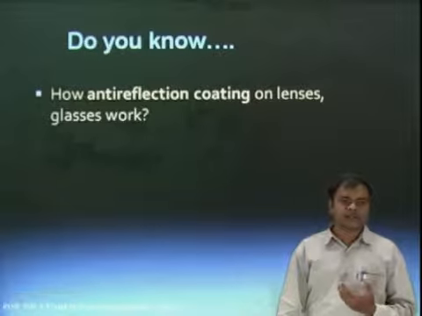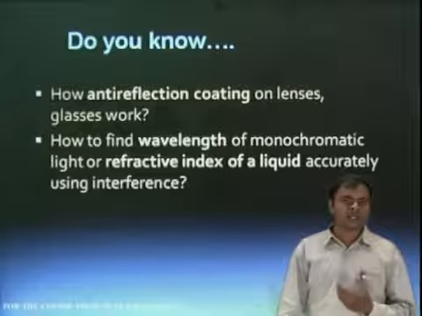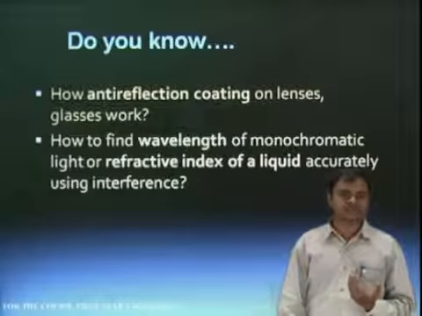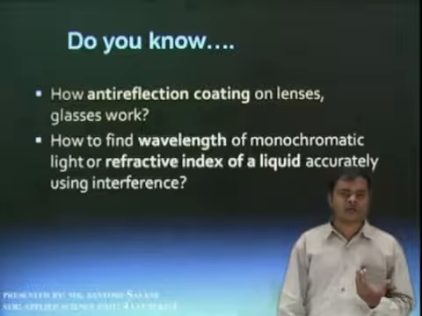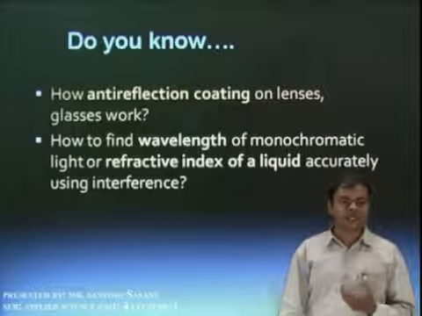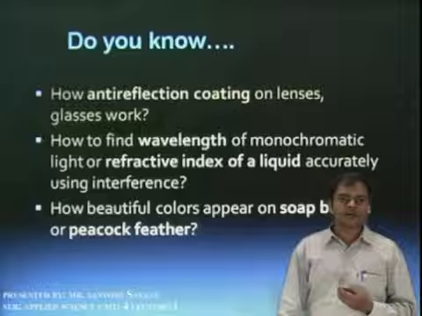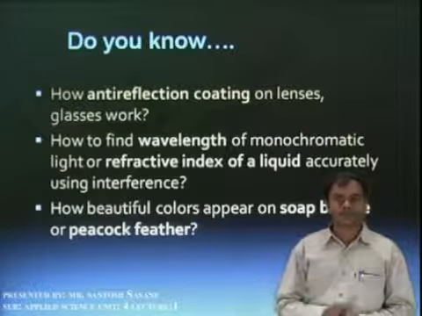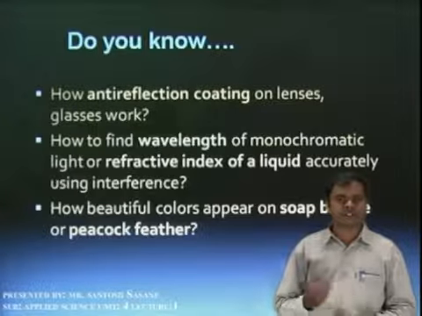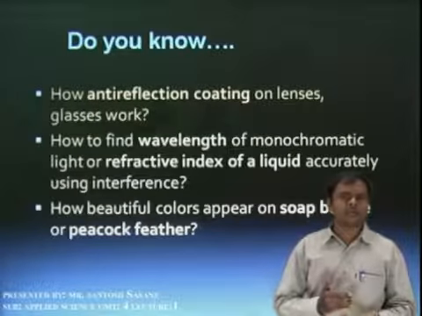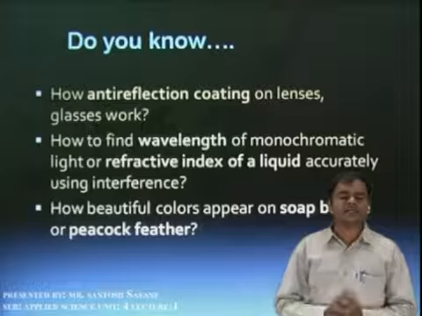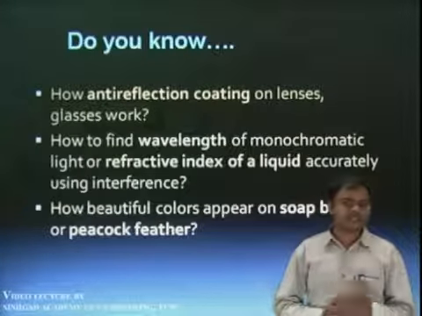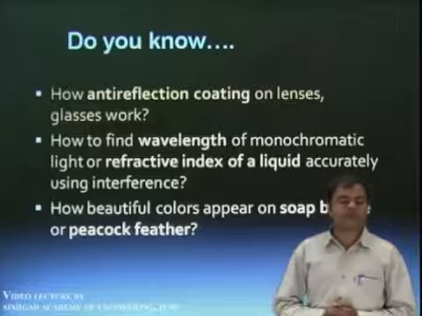Secondly, how to find out the wavelength of a monochromatic source from the interference concept. Also, how we can find out the refractive index of a material accurately. Also, how beautiful colors are formed in soap bubbles, or in the oil film floating on roads. What is the science behind it, how can we explain and understand the nature of that? That is what we have to understand from this chapter. That is why this chapter is very interesting, and also very useful for the examination.